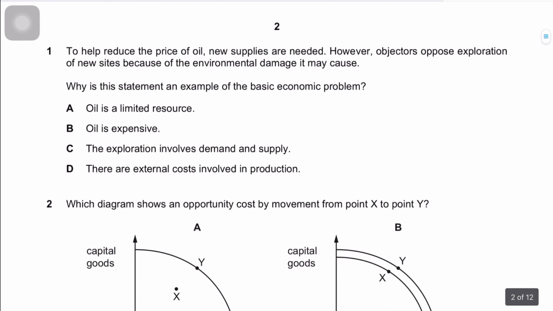They were talking about what is an example of basic economic problem. So basic economic problem is always concerned about scarcity, that is, when your resources are limited, so A should be the answer. I think this was also repeated, by the way.